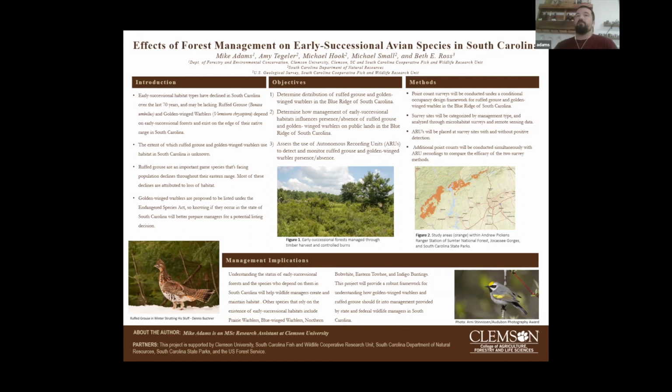Other species like prairie warblers and blue-winged warblers we're looking at as well. And northern bobwhite, eastern towhee, and indigo buntings, they all depend on early successional habitats. And we want to know how we can fit all these species into a management plan for South Carolina. That's basically what I'm working on. It started this January. I'm in the field right now, and it'll go on for the next 2 years. So if anybody has any questions, feel free to ask.